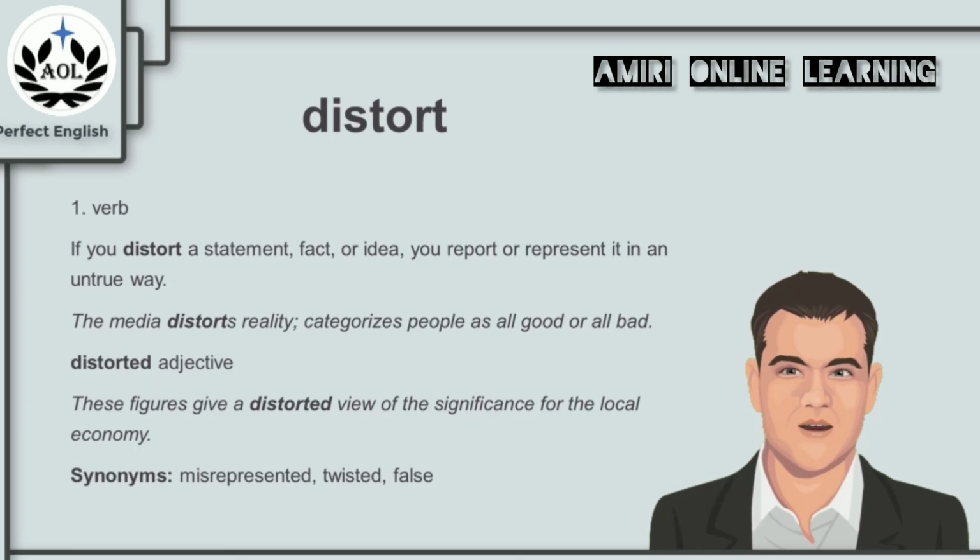We can use distorted as an adjective. For example, these figures give a distorted view of the significance for the local economy. So the view that we have here is untrue, is a distorted view. And synonyms for distorted are the words misrepresented, twisted, or false.